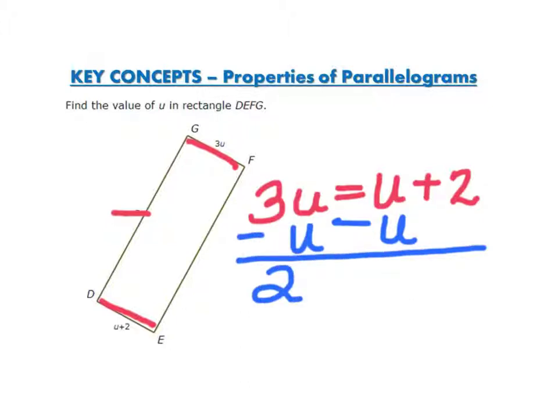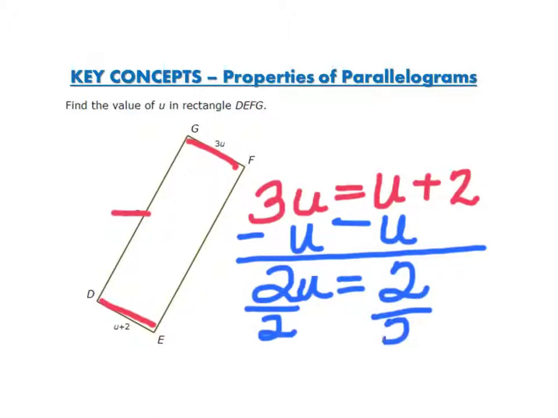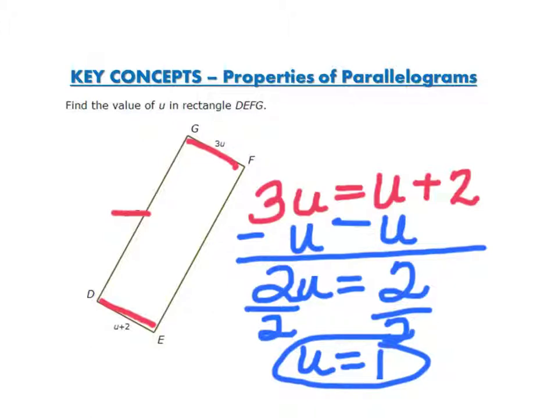I get 2U equals 2. Now I'm going to divide both sides by 2, and I get U equals 1. So the value of U equals 1. And if I needed to find out what the length of these sides were, I would do 1 plus 2 is 3, and 3 times 1 is 3. So the length of these sides would be 3. But since it's just asking us to find the value of U, the value of U is 1.